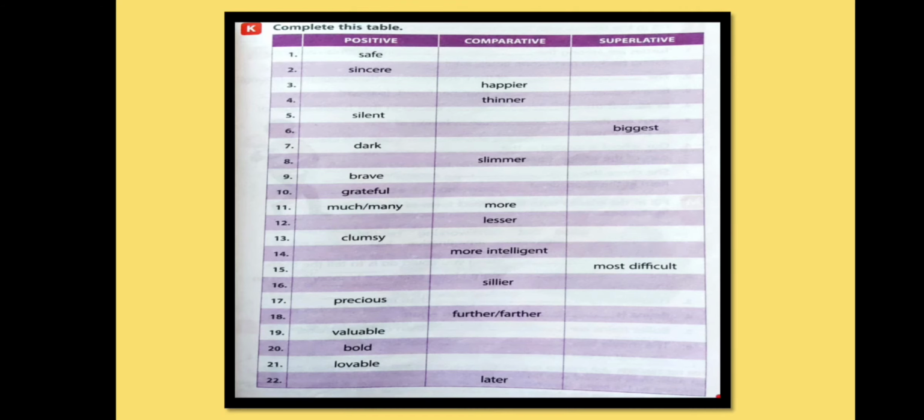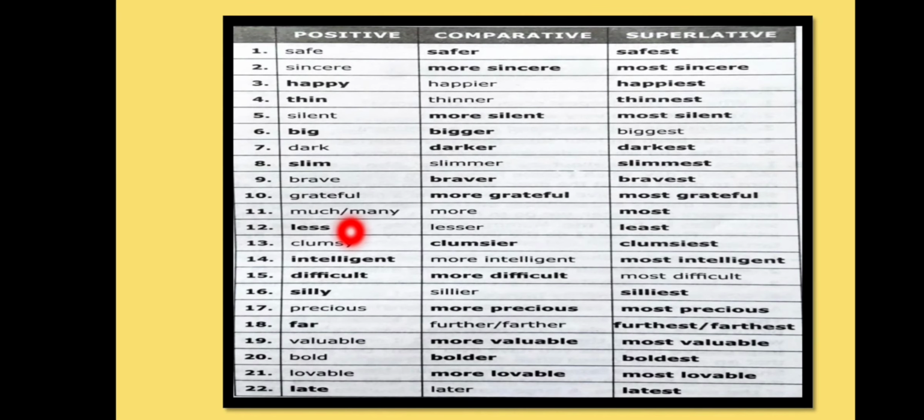So you can do the rest of the answers. These are the answers. Some difficult rare answers are much, many, more, most, less, lesser, least. Then far, farther, further, and farthest or furthest. Then late, later, latest. You can collect more degrees of comparison and write in your notebook. Make this table in your notebook and write this. Collect more degrees of comparison.